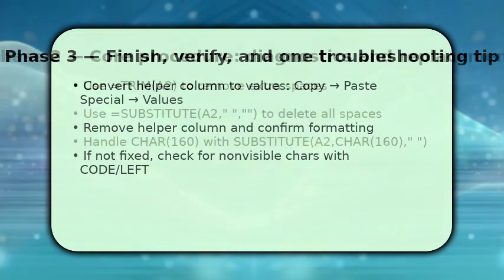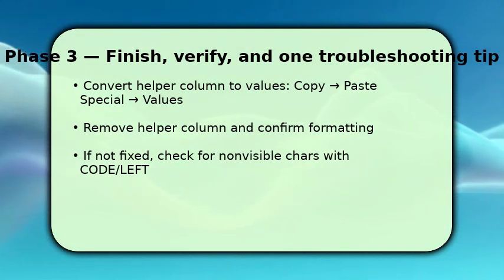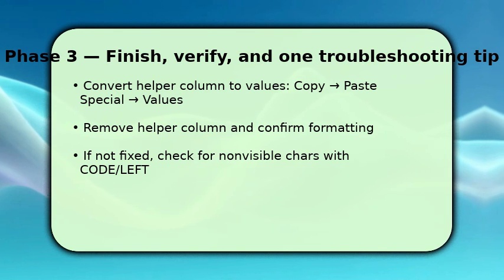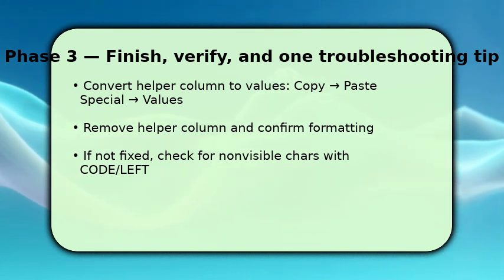When the helper column looks correct, copy it, then paste special, right arrow, values over the original column so formulas are gone and plain text remains. Next, delete the helper column and scan a few entries to ensure spacing is as expected.